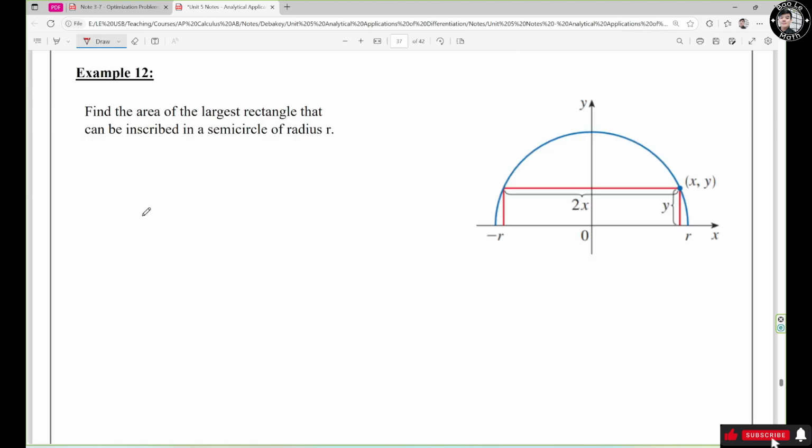Now the last one is example number 12. I'm going to leave this one for you to practice. I just provide you with the answer key. The answer is A equals r squared. There are two different ways to solve this one. The first way, you can use calculus like what you just did in the previous example. And it's a good time to start.